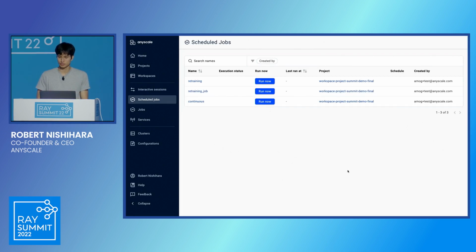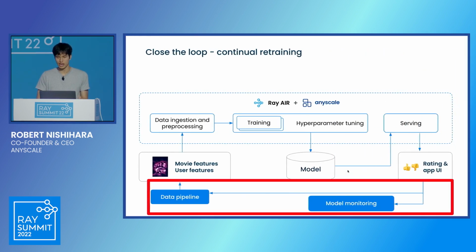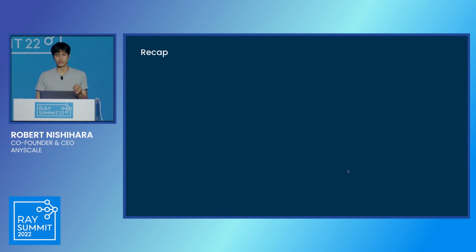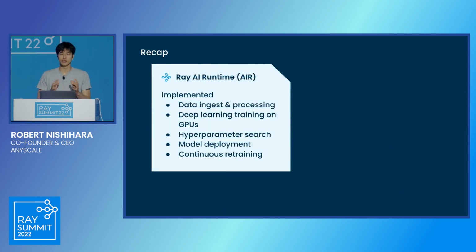So just to recap everything we've seen, we've demoed how to use Ray AIR to scale everything from data ingest to deep learning training on GPUs to hyperparameter search to model deployments, and then continuous retraining. And hopefully you can see the advantage. We were able to do this in around 30 to 50 lines of code. Of course, it's a toy example. The real world thing would be much more complex, but this can give you a taste of what you can accomplish with Ray AIR.